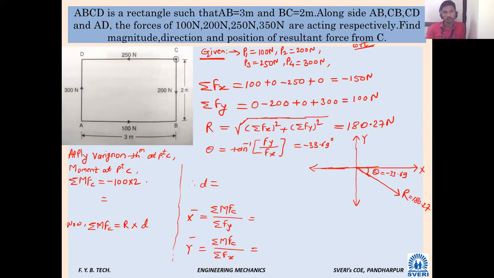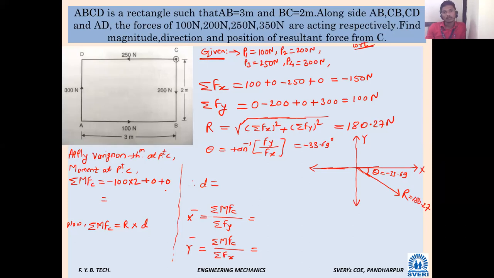P2, 200 Newton force. So what will be the moment due to the 200 Newton force at point C? 0, because it is passing through point C. Next, force P3, 250 Newton force. What will be the moment due to the 250 Newton force? Also 0, because it is passing through point C.